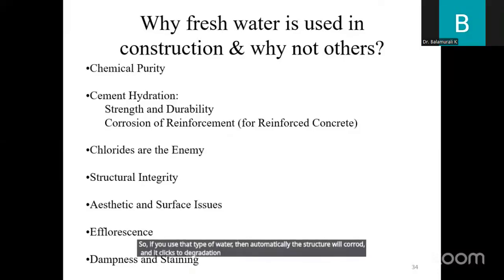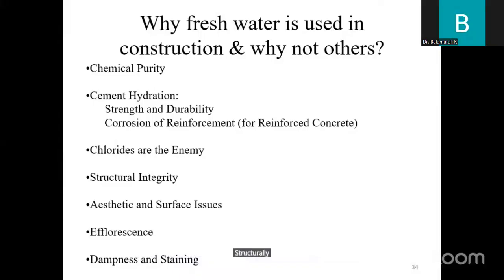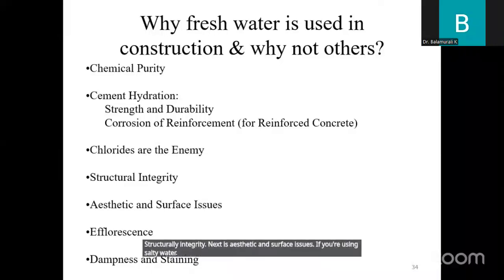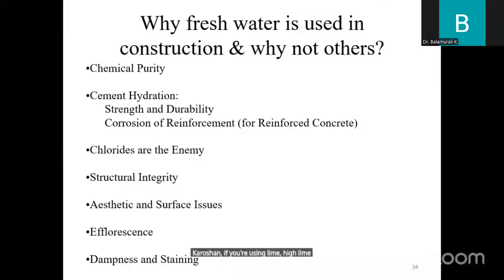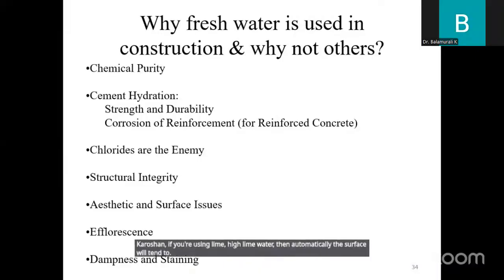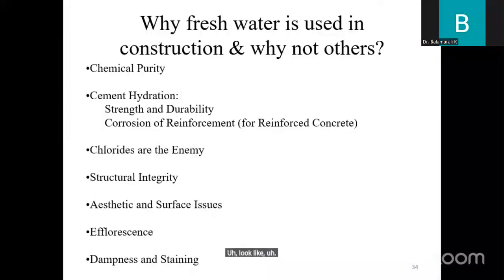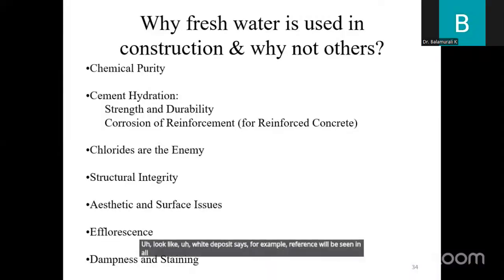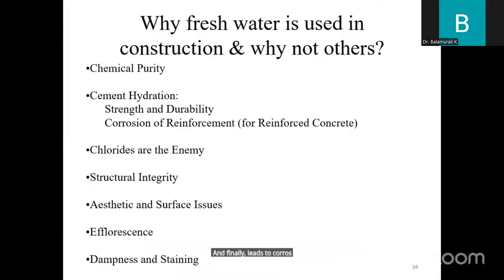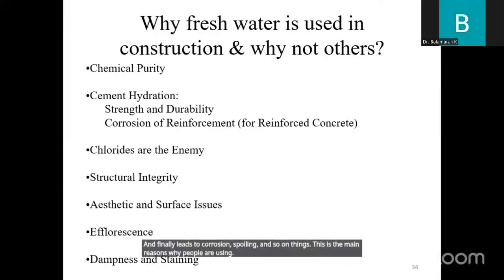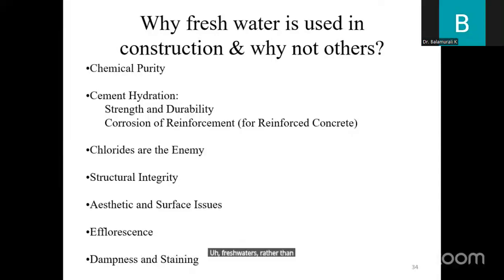Another important thing is structural integrity. Next is aesthetic and surface issues. If you are using salty water, generally there will be corrosion. If you are using high lime water, then the surface will tend to show white deposits, efflorescence for example, which will be seen on all the surfaces of the concrete, and it leads to dampness and finally leads to corrosion, spalling, and so on. These are the main reasons why people are using fresh water rather than going for recycled or treated water for curing of concrete elements.